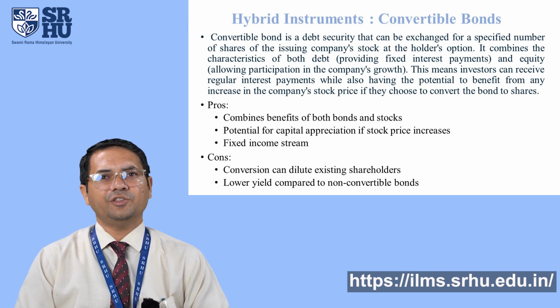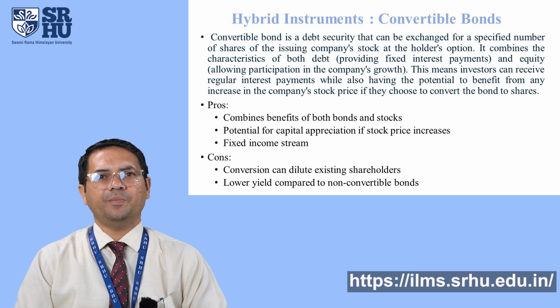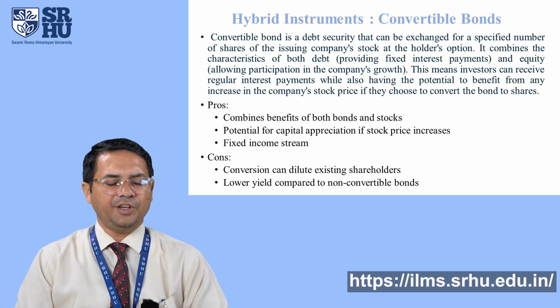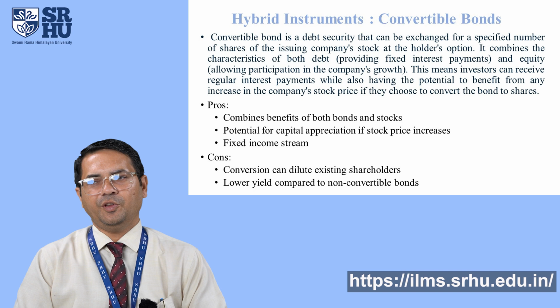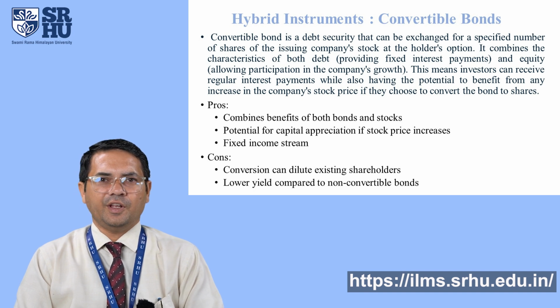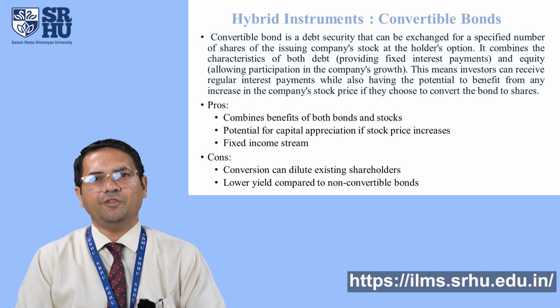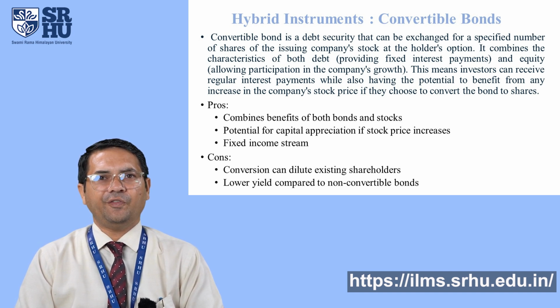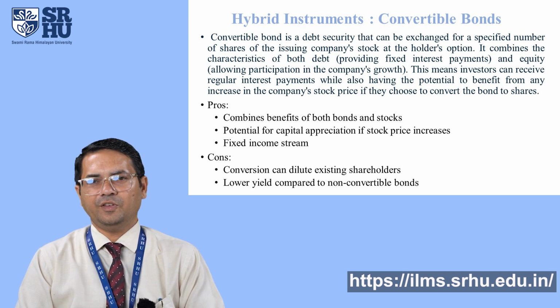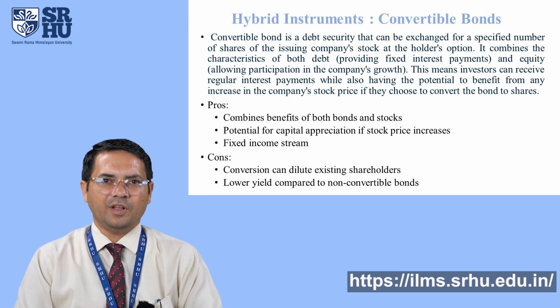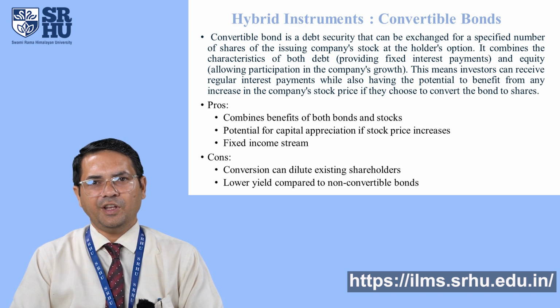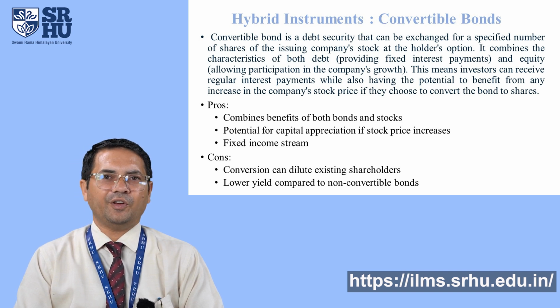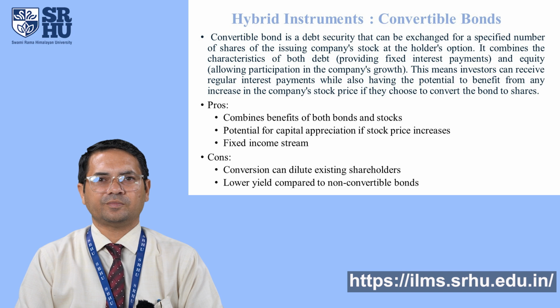However, they also come with an option to convert into equity. That means once you are issuing the bonds, they can be converted into equity. Such types of bonds are known as convertible or hybrid bonds, which allow the investor to benefit from an increase in the company's share price. That means first we purchase bonds, and the bonds have the feature to be converted into equity. So, the investors can benefit from the fluctuations in the share prices.